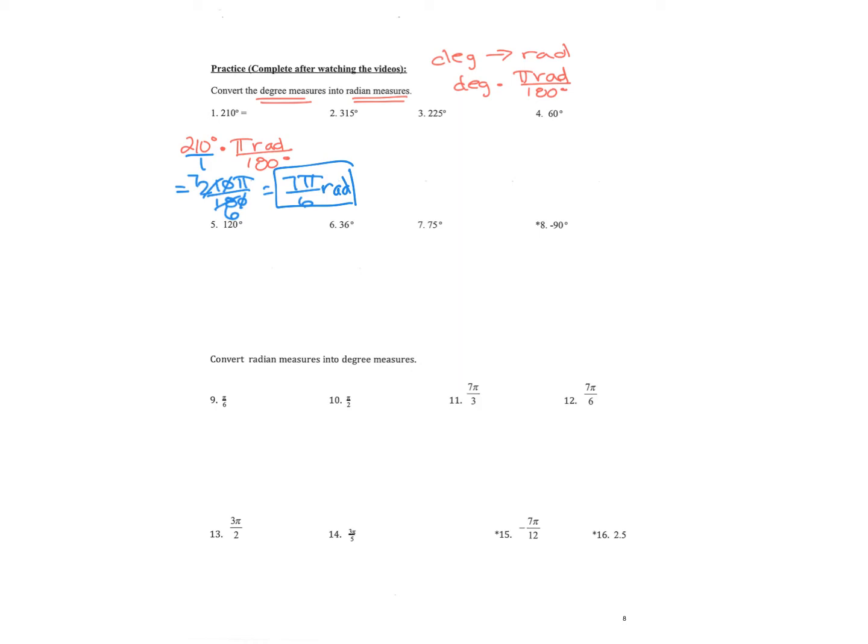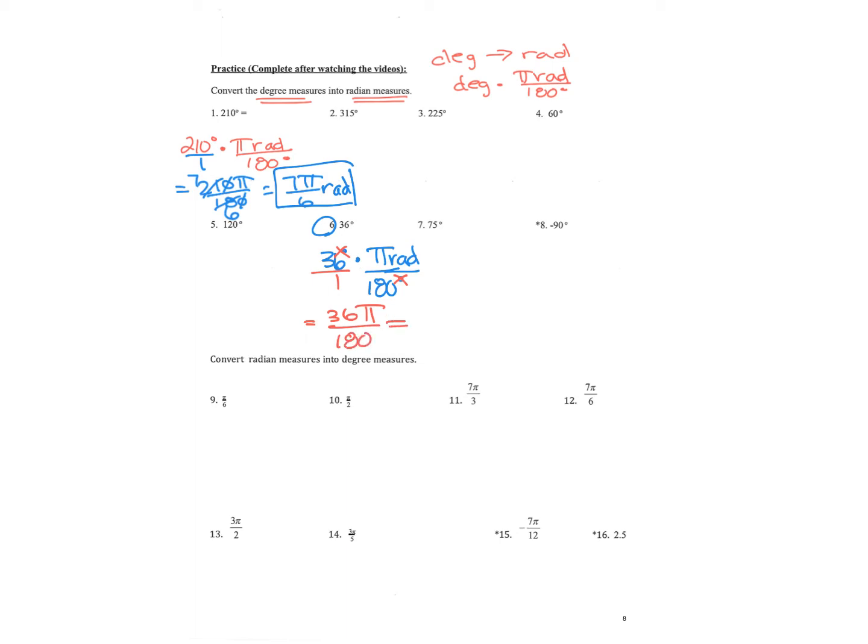Let's take a look at number 6, 36 degrees. So again, I start off with my 36 degrees and I multiply by my conversion factor. That would have degrees in the denominator, so they cancel, and pi radians in the numerator, so I'm left with a radian unit. So let me grab a different color. Again, my degrees cancel, and my 36 is in the numerator, so when I multiply them, I get 36 pi all over 1 times 180, or 180 in the denominator.